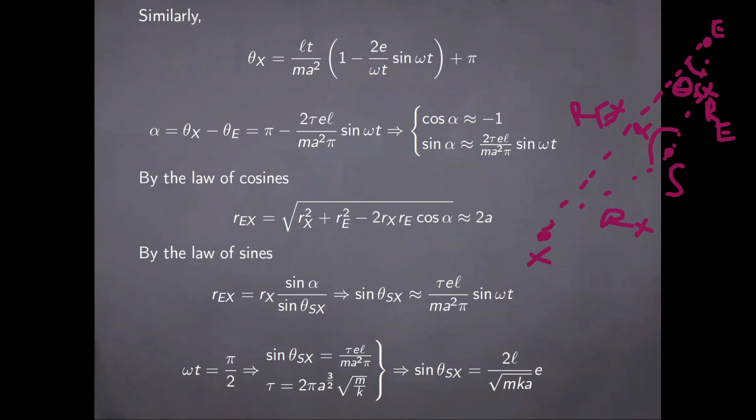Then, when the mean anomaly is equal to pi over 2, so a quarter of the way through the orbital motion, this sine is going to have its maximum value, because then the sine of the mean anomaly is 1, so this sine is the expression here. And if we use this together with Kepler's third law, we obtain the maximum value of this sine as being given by the quantity here.